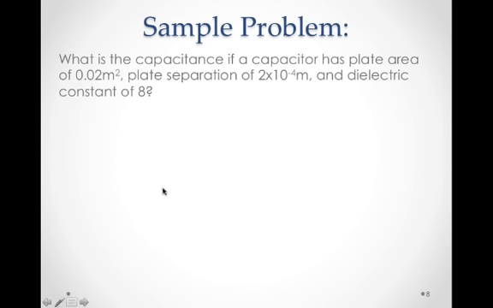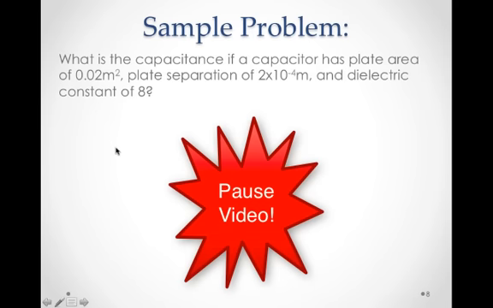Now it's time for you to try a sample problem. What is the capacitance if a capacitor has a plate area of 0.02 meters squared, a plate separation of 2 times 10 to the negative fourth meters, and a dielectric constant of 8? Remember, that's the capital K. Good luck on this one, and come on back after you've given it a shot.